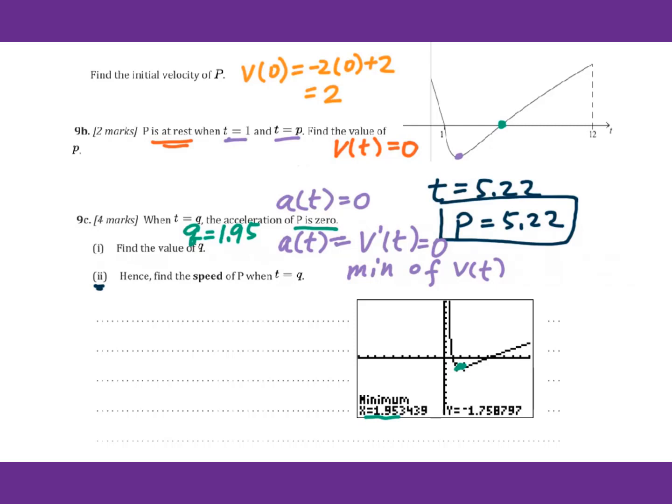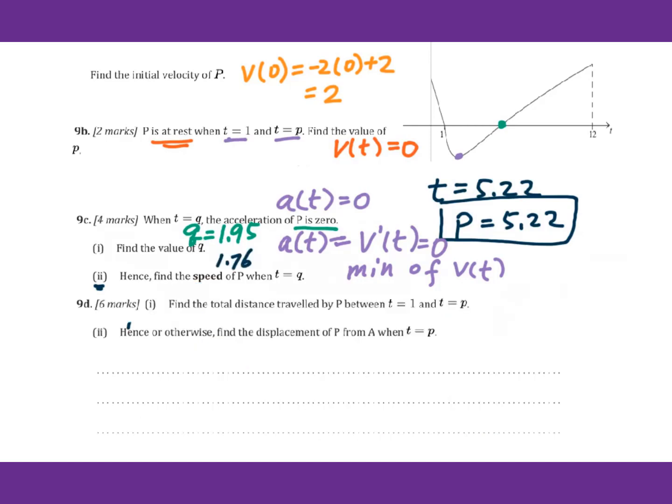Second question from 9c. Hence, find the speed of P when t equals q. Speed will be the absolute value of this velocity. So we can write down the speed equals the absolute value of 1.76, which equals 1.76. Let's go to 9d.